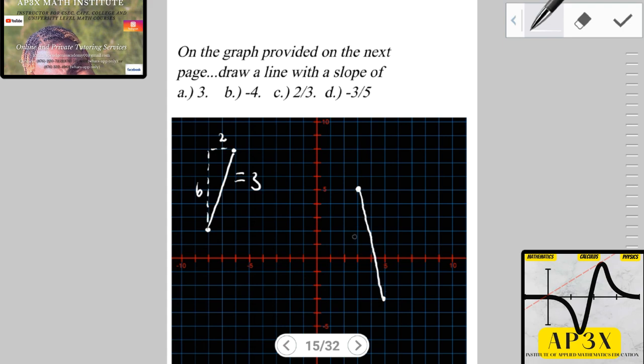This particular line here would have a slope. You can see here that my rise is -8 and my run is 2. So -8 divided by 2 is -4. Over here you can see that 6 divided by 3 is 2.